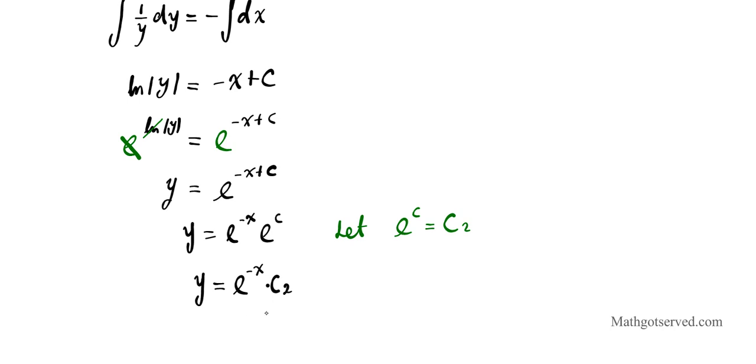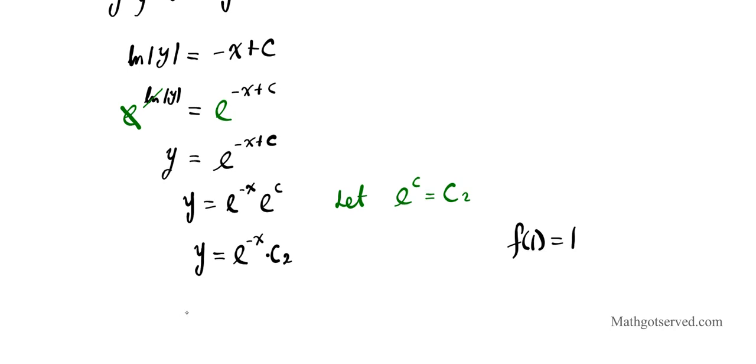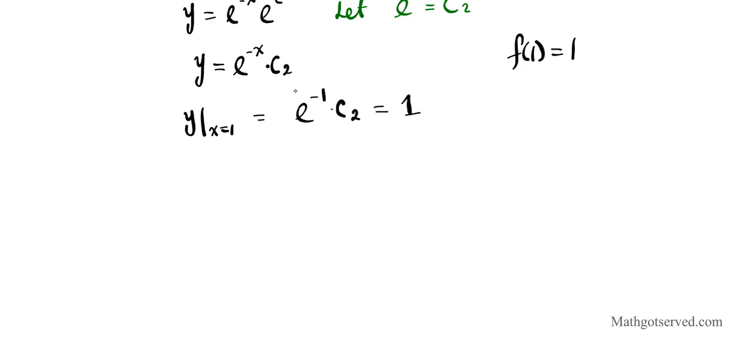Now I know that f of 1 is equal to 1, so let's plug that in here. So y evaluated at x equals 1 is going to be e to the negative 1 times c2. And that is going to be equal to 1. So I'm going to solve this equation for c2 so I can plug it into this equation to see what y actually is.